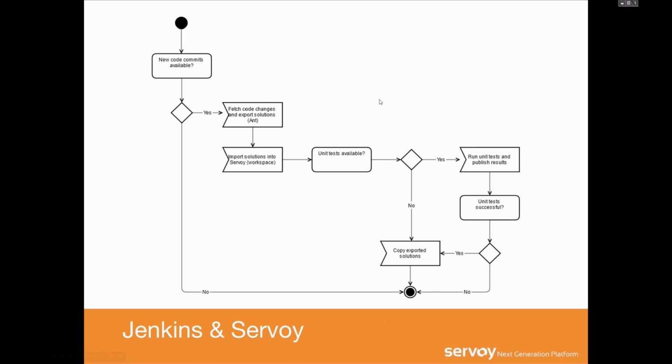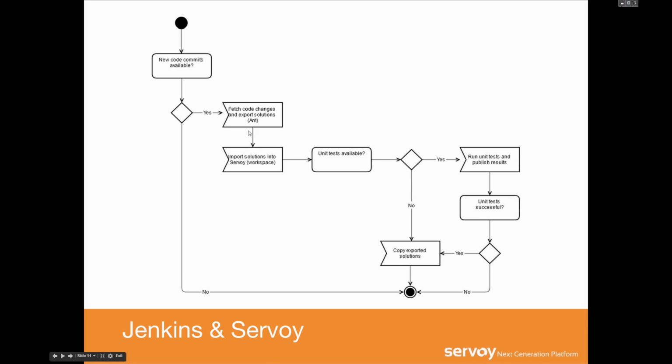I've set up a workflow to show you the steps that are taken by Jenkins in order to produce a deployment build. The first thing Jenkins does is check if there are new code commits available. So it's going to check with Subversion or with Git or whatever. And if there are code commits, it's going to fetch all the code changes and export the solutions. That's all being done by ANT. So you also need an installation of ANT on your Jenkins server, but that's also quite easy to do.